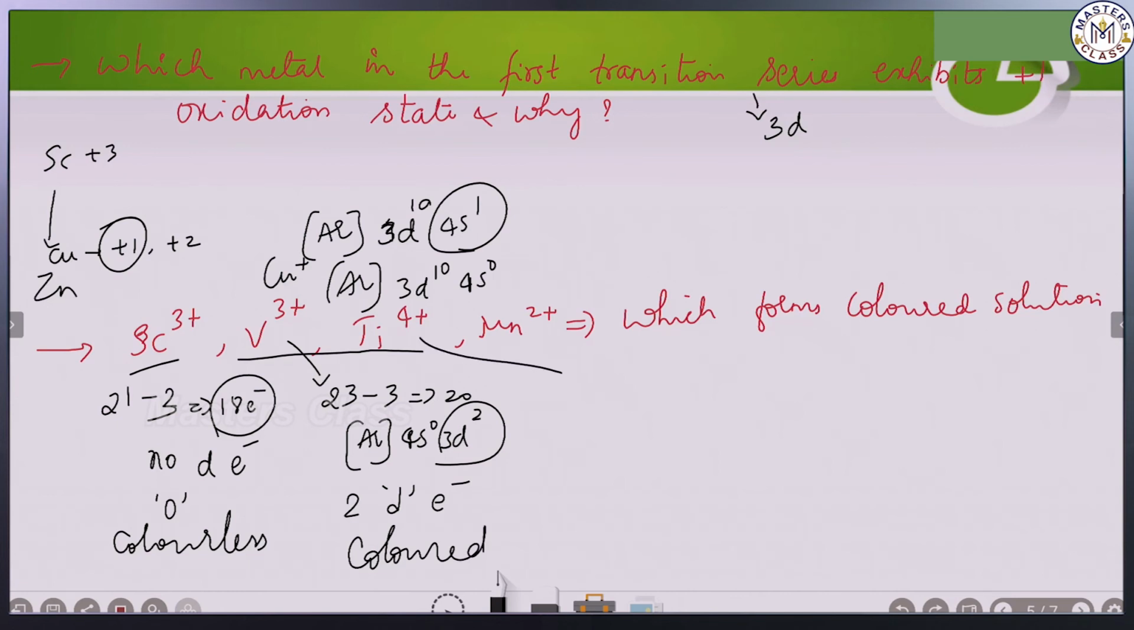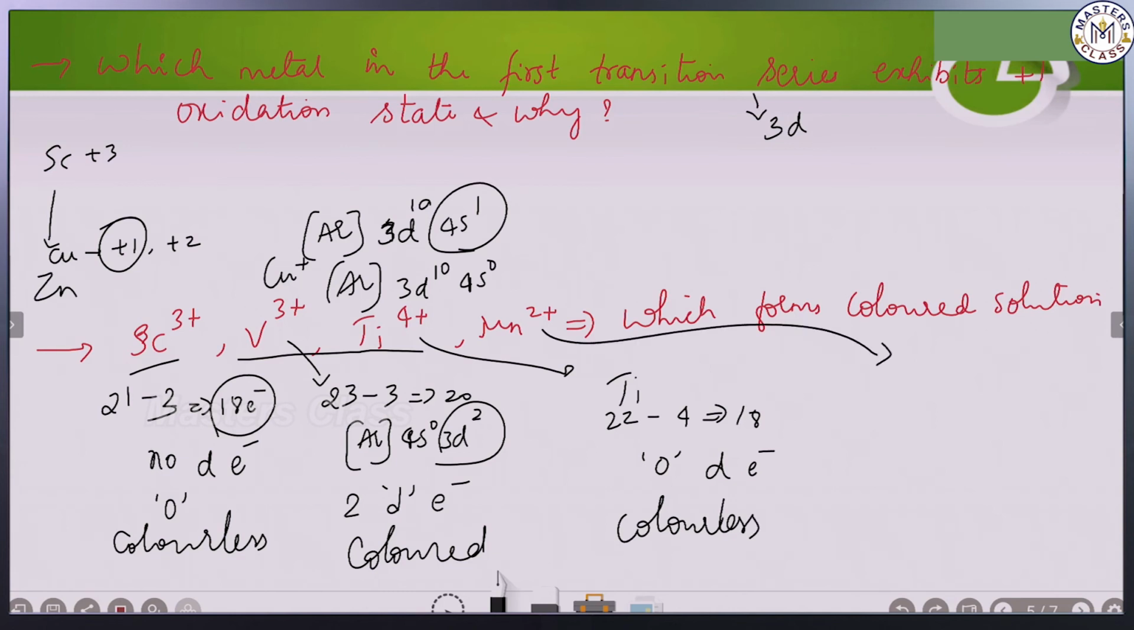Next, titanium 4+. In titanium 4+, again it is atomic number 22, so there we are removing 4 electrons, so it will become 18. So again 18 means 0 d electrons, so it is colorless, like that of scandium.